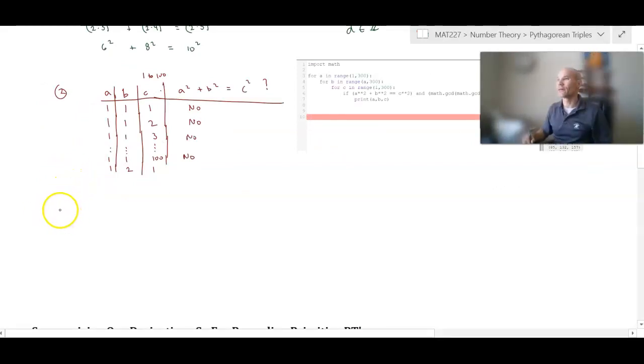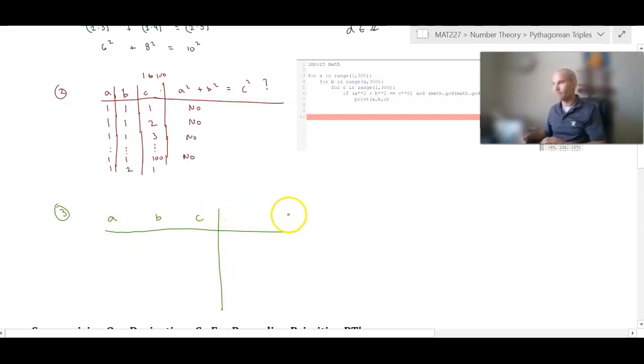Let's consider the different types of numbers that a, b, and c can be. So even and odd. Okay, so if we consider a, b, and c, and then we consider, can it be a primitive Pythagorean triple?